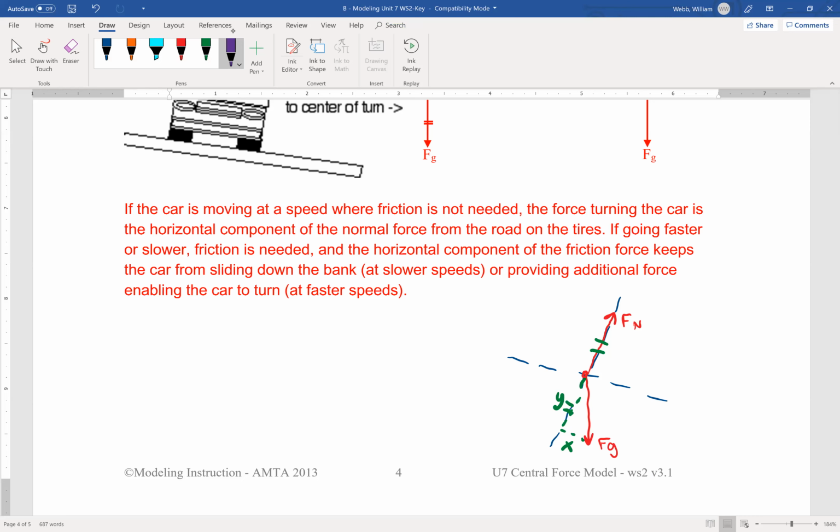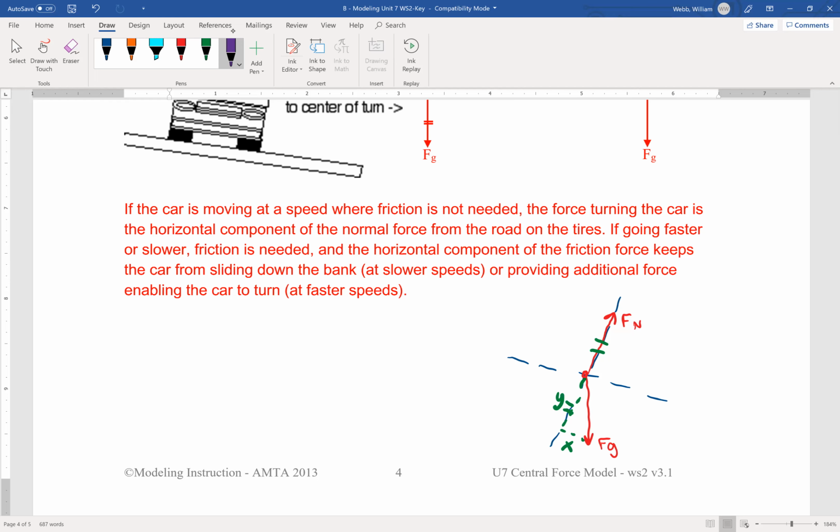That component of the road pushing is going to be enough to make the car turn the turn without any friction. And what I've drawn on my page right now is exactly what the free body diagram would look like in that Goldilocks scenario. That x component of the weight is sufficient to provide enough normal force pushing it back and allowing it to turn in a turn without any friction force required.